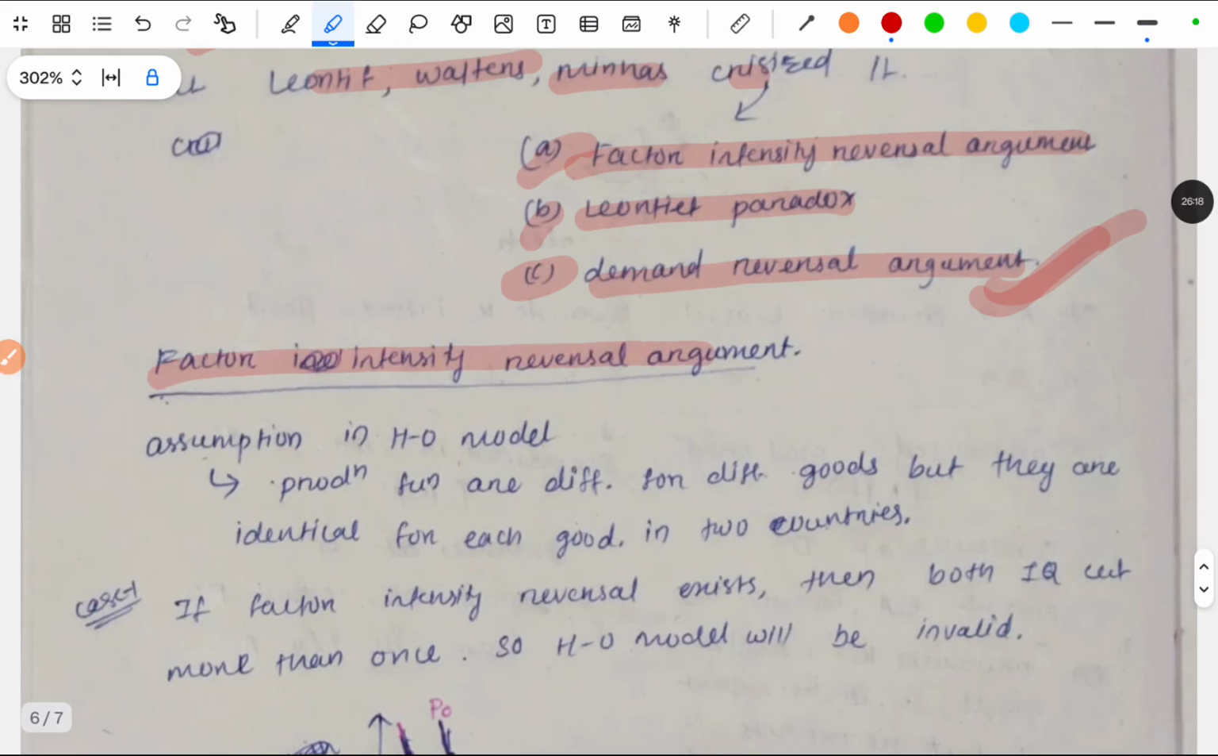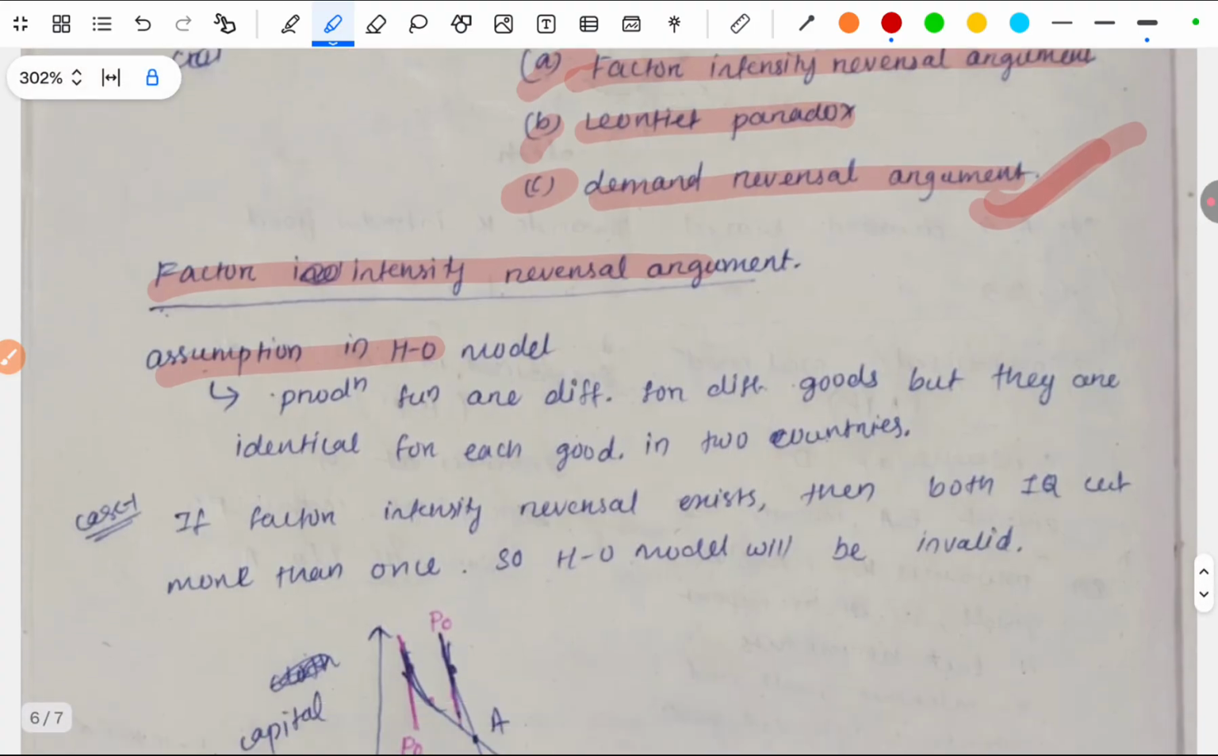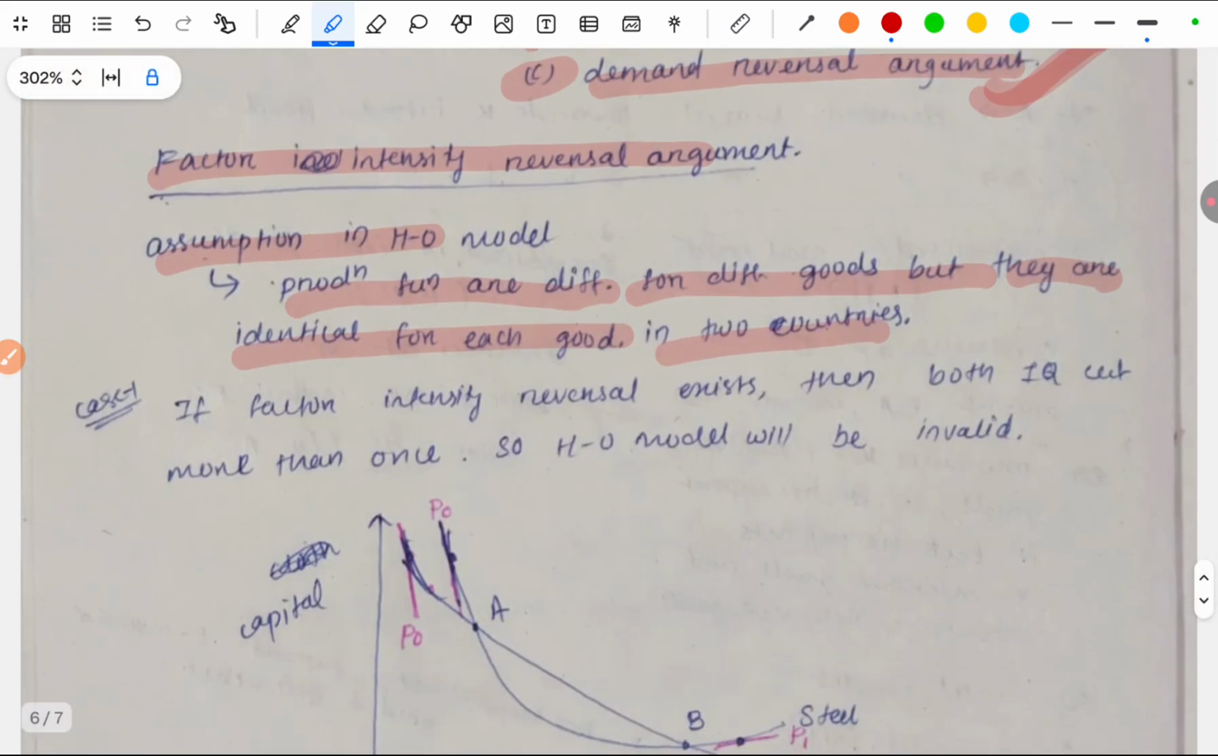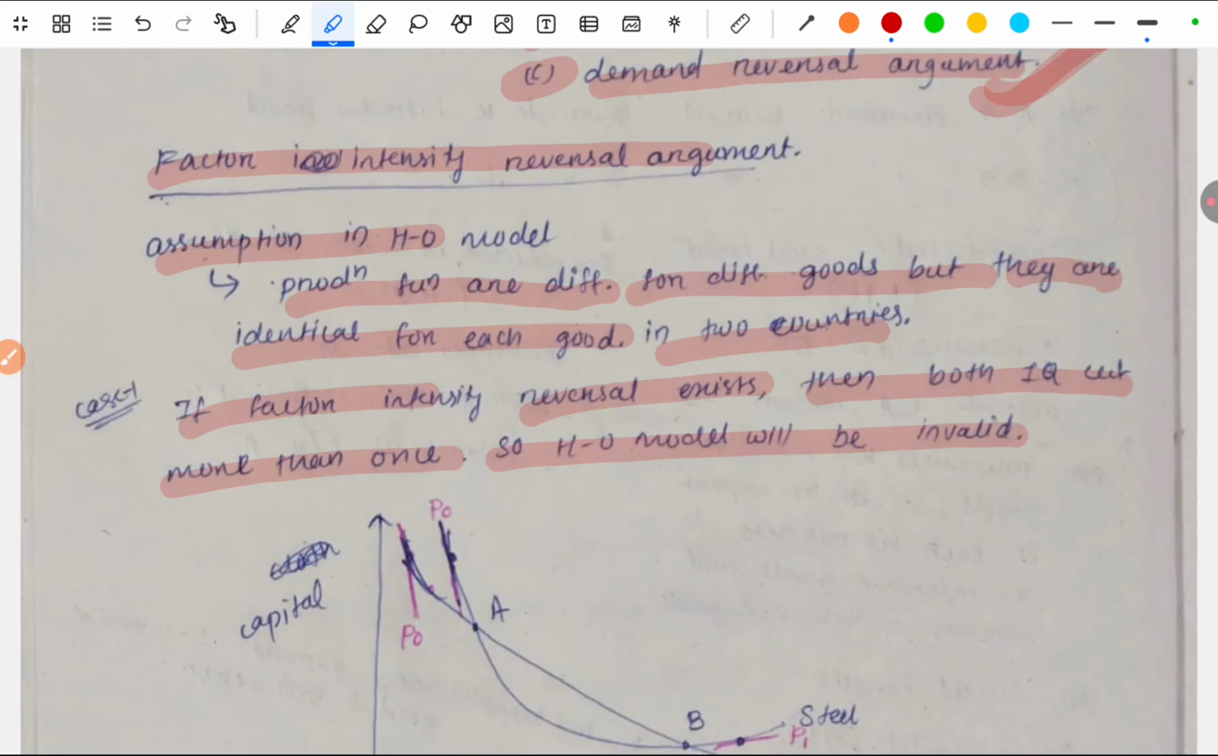Factor intensity reversal argument: an assumption in the HO model. In the HO model we assume there is no factor intensity reversal, but in the criticism we take factor intensity reversal. It means production functions differ for different goods, but are identical for each good in the two countries. That is the assumption. But if factor reversal exists, the isoquants cut more than once, so the HO model will be invalid. The isoquants cut each other at point Q in the first diagram.